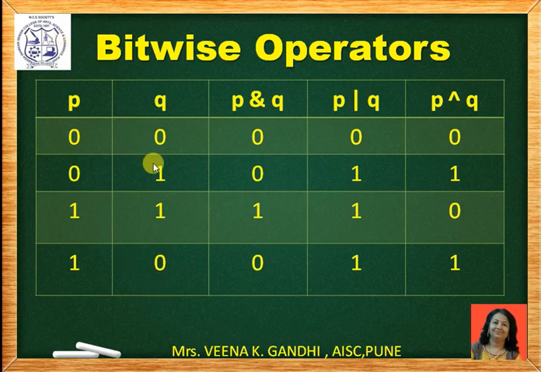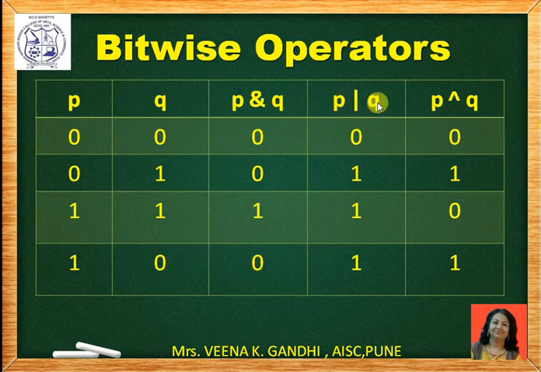First we'll see the truth table of bitwise AND, bitwise OR and XOR. If P is 0 and Q is 0, then P AND Q will be 0. If P equal to 0 and Q equal to 1, then P AND Q becomes 0. If P equal to 1 and Q equal to 1, then bitwise AND becomes 1. Means if both the operands are set, then P AND Q will be 1. If P equal to 1 and Q equal to 0, then the result will be 0.